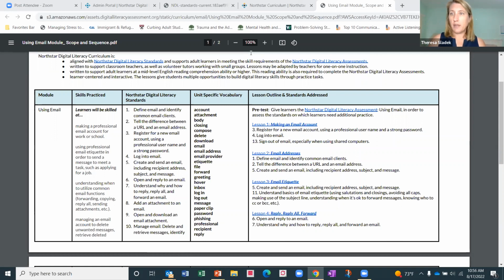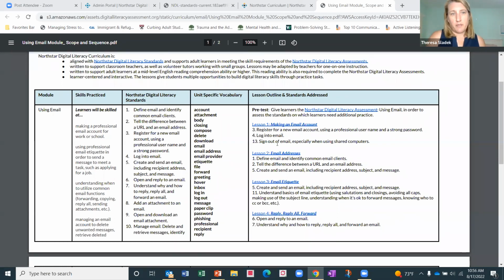We hope to do all of it by the end of the year, all of Northstar, all the assessments and all the self-directed online learning. And then we also are focusing on completing all the self-directed online learning modules by early 2023.